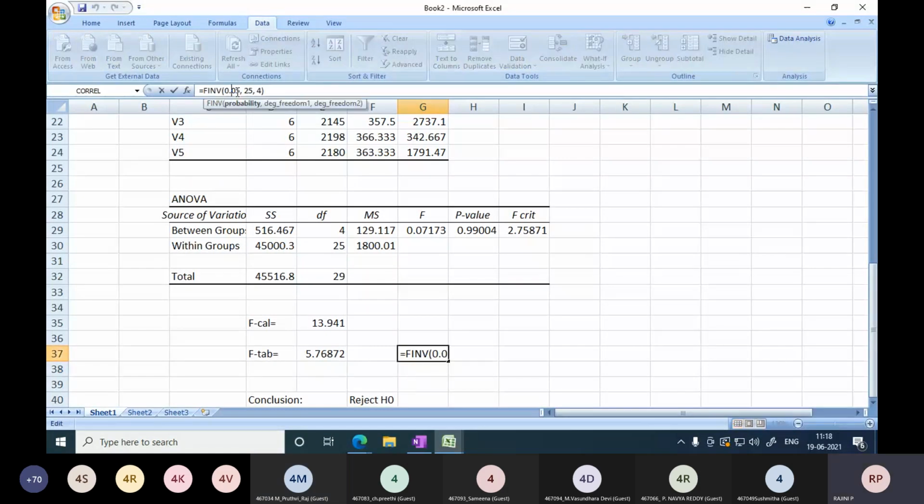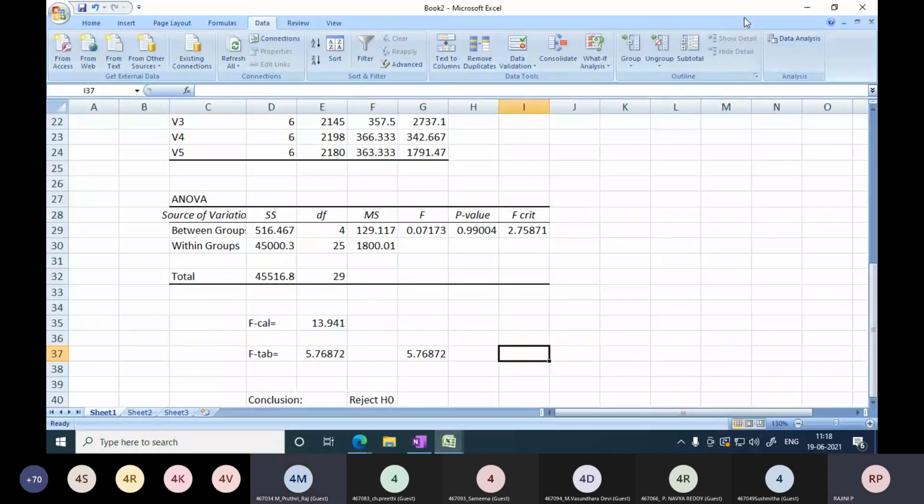0.05 is the level of significance. What does probability mean here? Level of significance. Level of significance means the probability of type 1 error, right? That means how much error we are ready to accept. What is the probability of accepting that error? This is the value, 0.05. Is it clear? Yes, ma'am.